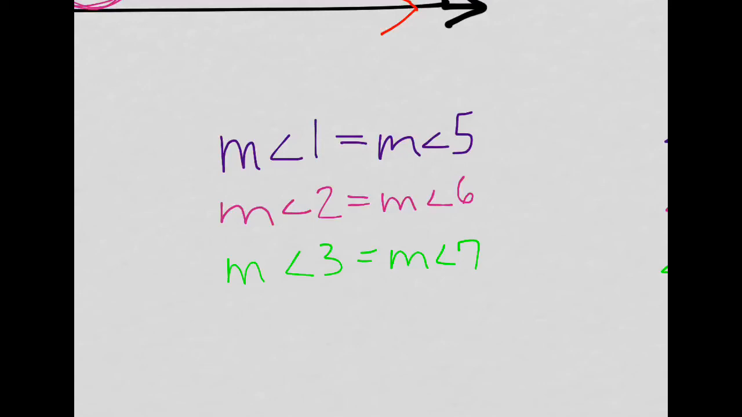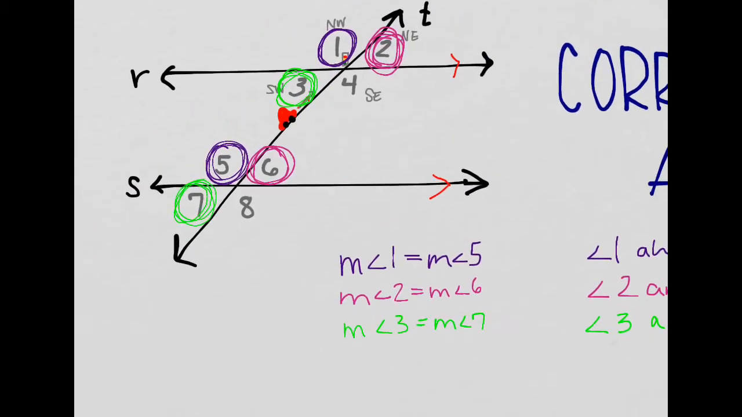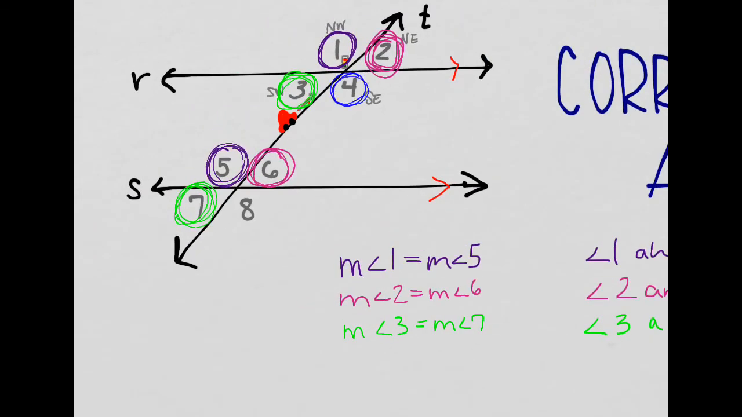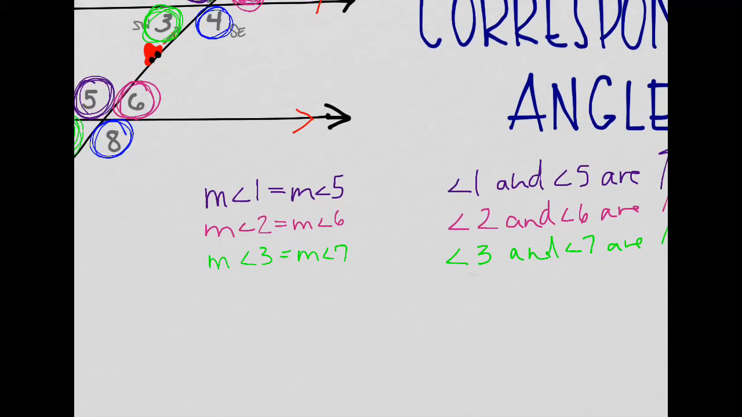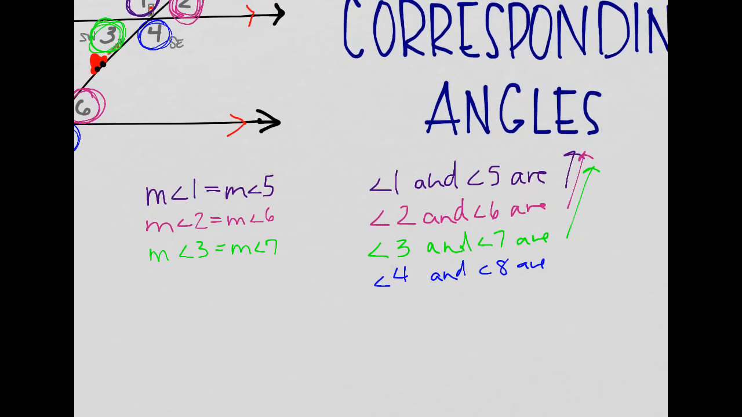All right, and last but not least, we have a lower right-hand corner of the intersection. These are corresponding angles, so angle 4 and angle 8 are corresponding angles, which means that their measures are also equal.